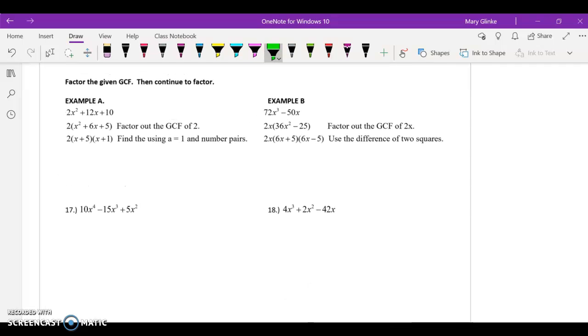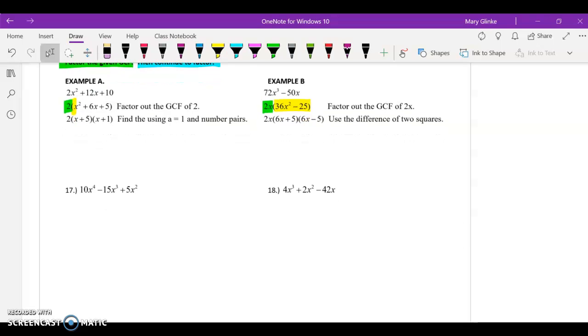So for all of these on this page, you want to factor out the GCF and then keep going. So there are examples here, both where when you factor out the GCF, for one example, it is a equals 1, so you can use your shortcut method. For the next one, this is the difference of 2 squares. So you can see the different methods of factoring here. So let's try one of these together.